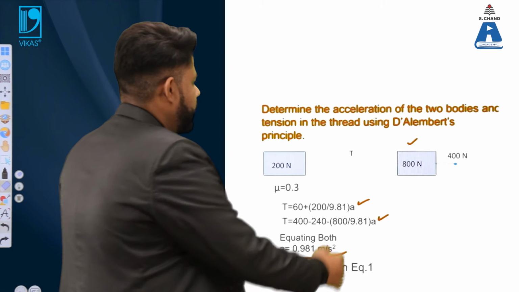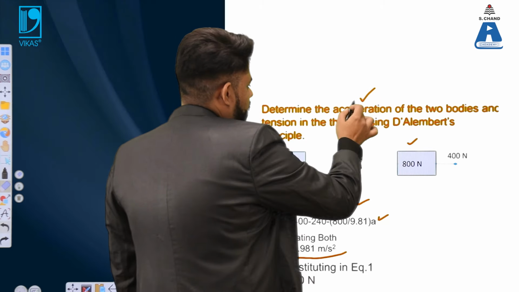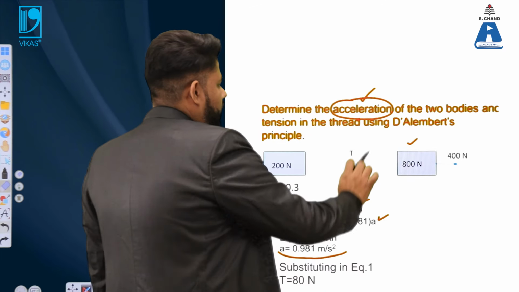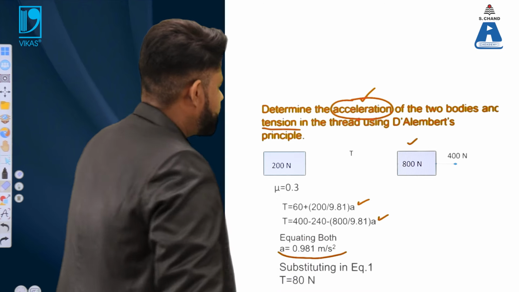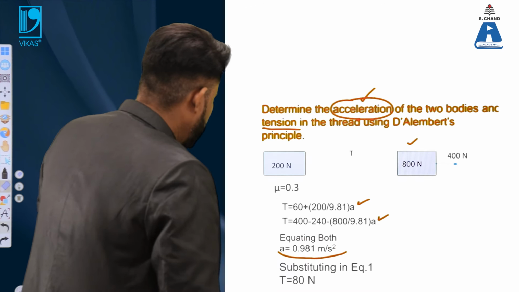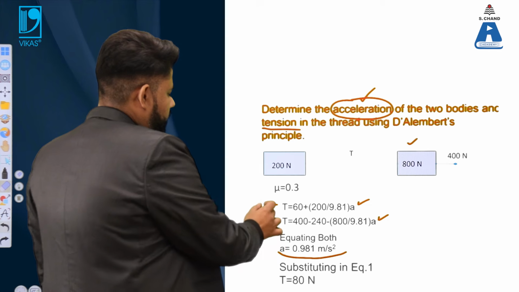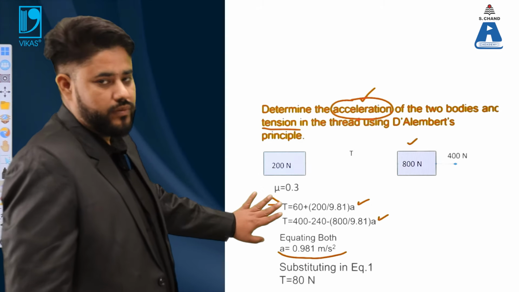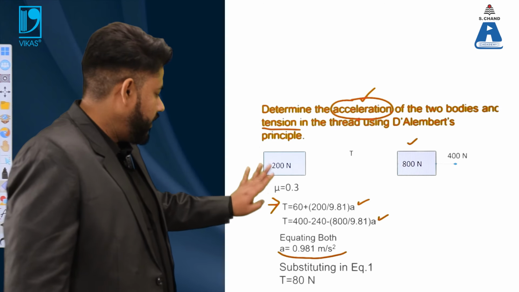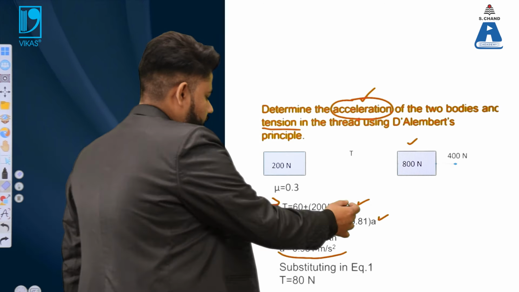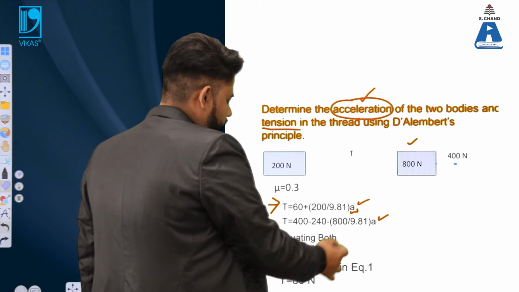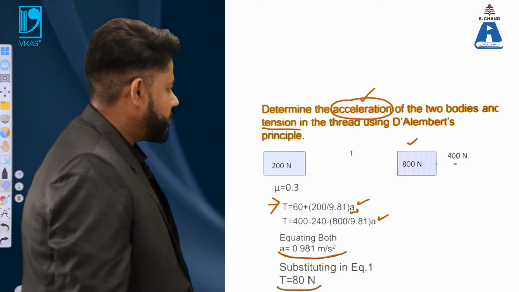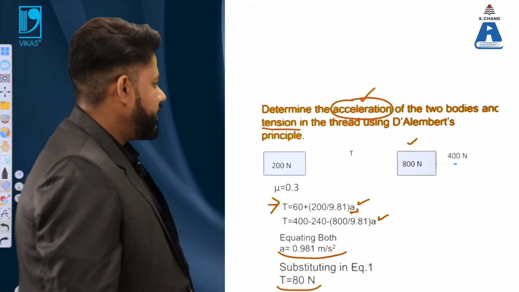So, what was required? You were required to find out the acceleration of the two bodies. So, acceleration you got. Now, what additionally is required? Tension. You have equation number 1, so you can substitute the value of acceleration in either of the two equations so that the value of T can be determined. The acceleration value is 0.981, and substituted here, the value of tension comes out. So, tension is 80 Newtons. So you can solve it easily.